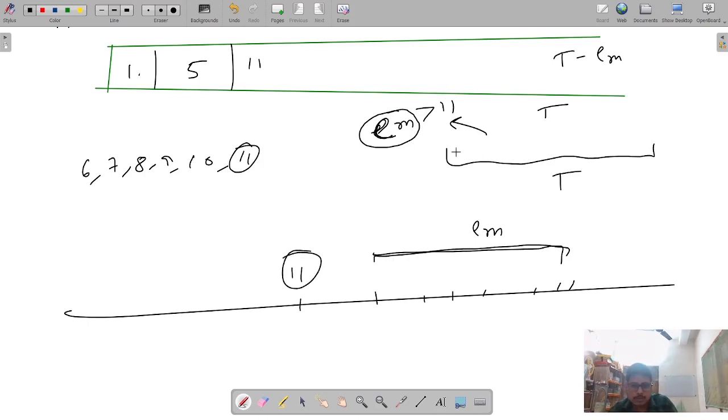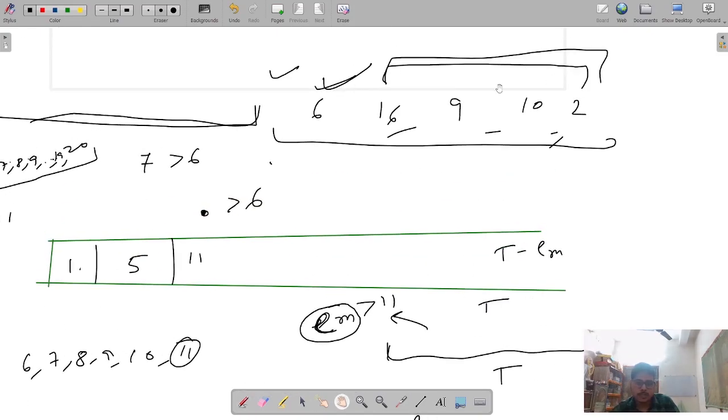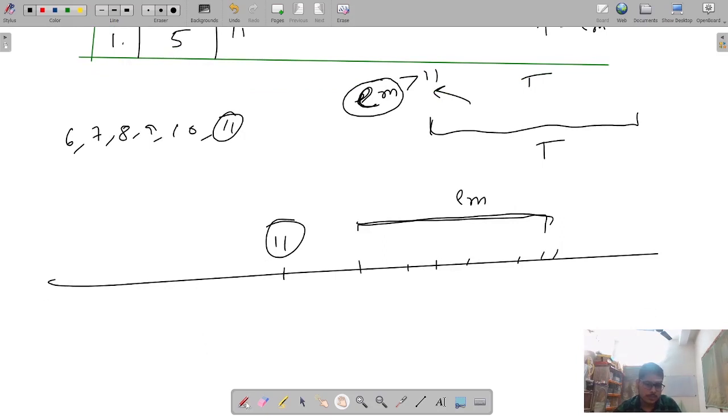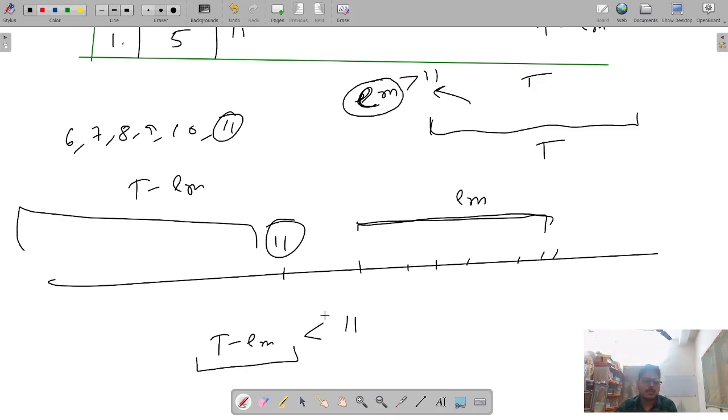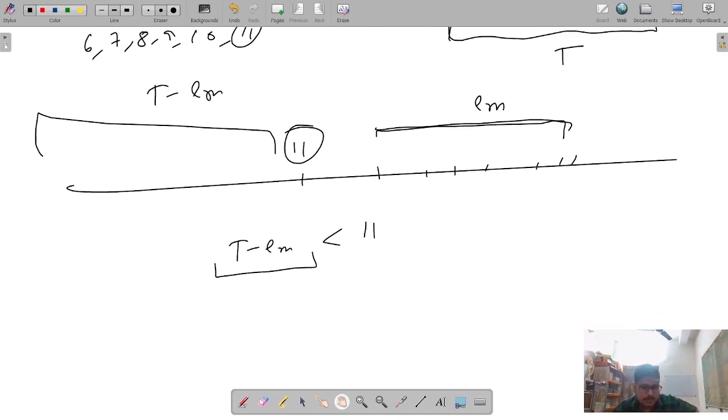So I have the total number of elements in this side of my array after 6, suppose this is T. So there must be T minus m number of elements here which are less than 11. So T minus m is the number of elements less than 11, right? Suppose in this part, n is the number of elements greater than 6, then T minus m minus n will be the number which is less than 6, right? I hope you understand what I am saying.